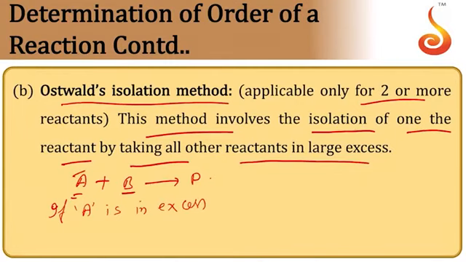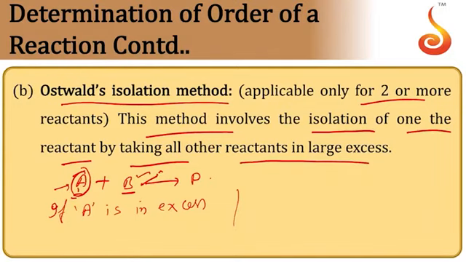And then we can find the order with respect to B. If we take A in excess, then the rate will be independent of A, so now we can find the order of reaction with respect to B. In the second case, we can take B in excess, then the rate will be independent of B, and you can find the order with respect to A. Then you can add those two orders.